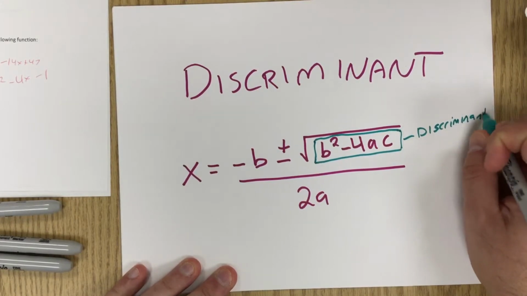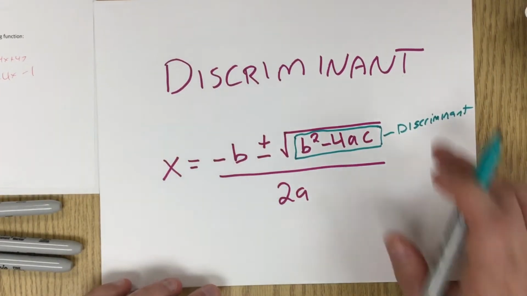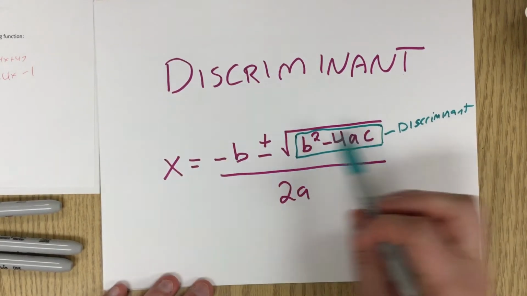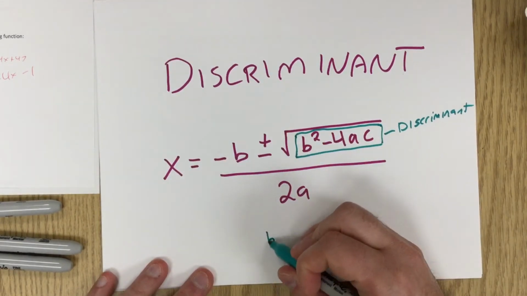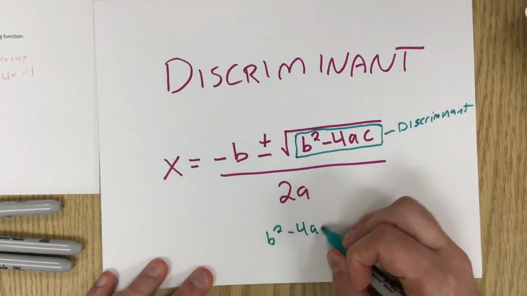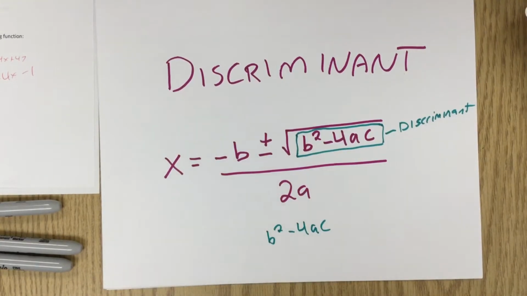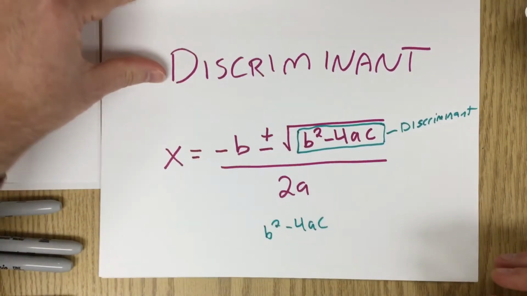I'm not sure why I just rewrote the word, given that I have it in big up there, but this part over here, the b squared minus 4ac, the part under the root, is the discriminant. And what the discriminant does is it's going to give us some information about the quadratic.